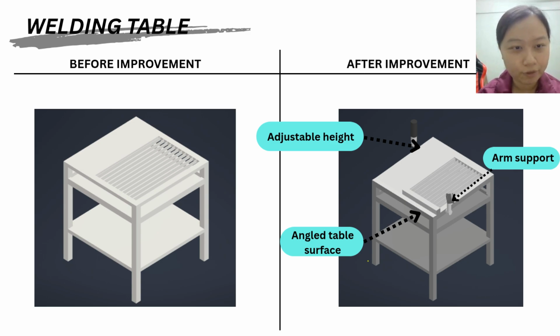So this is the before and after improvement of the welding table. Based on the design requirements, we made a crank link for the adjusting mechanism of the table. When the user pushes the lever, the table will become higher and vice versa. We also put an arm support on the right hand side of the table because most users have their right hand as the dominant hand, so we put it there to maintain stability. And because they need to bend their back and neck for a prolonged period during welding, we also use an angled table surface.